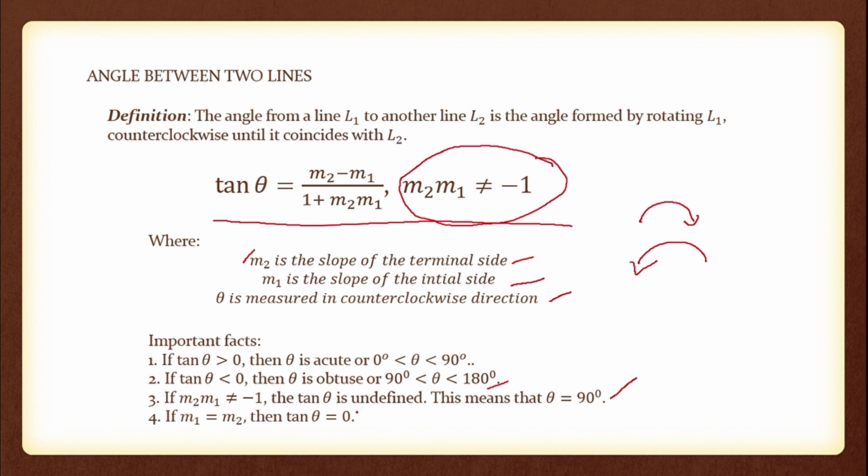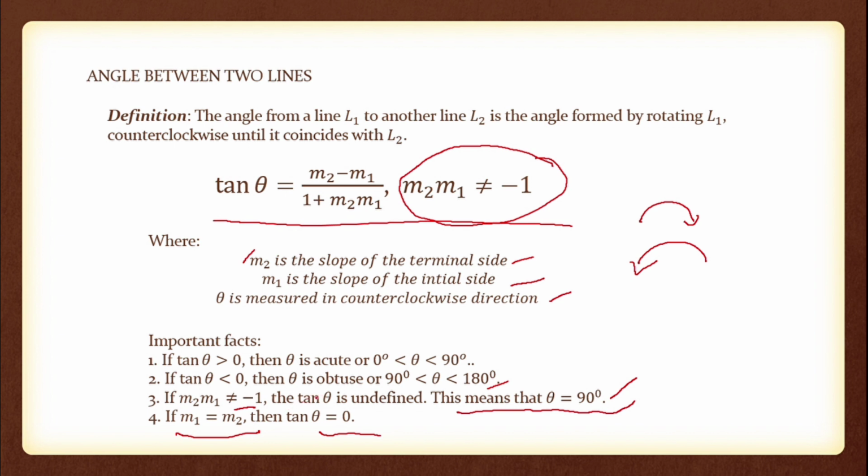So again, if we multiply m2 times m1, the result should be not equal to -1, because what would happen? This means that theta is 90 degrees. So it should not be equal to -1. And if m1 is equal to m2, therefore tangent theta is equal to 0. So the slopes of both lines are the same. So that's all about the angle between two lines definition.